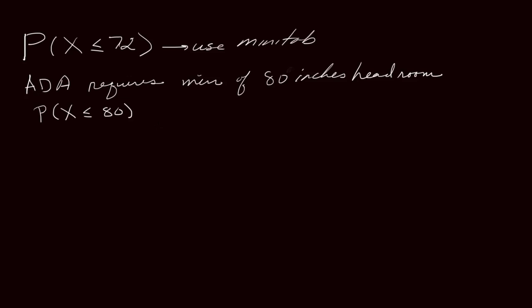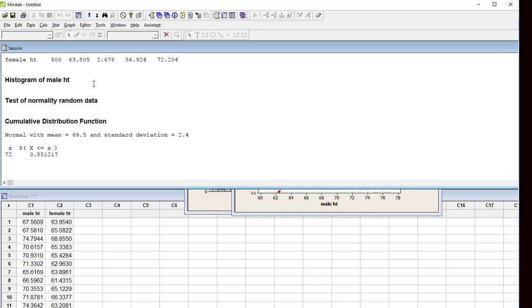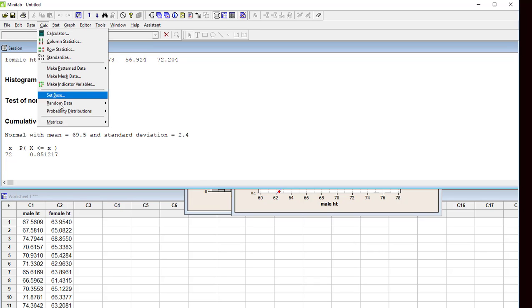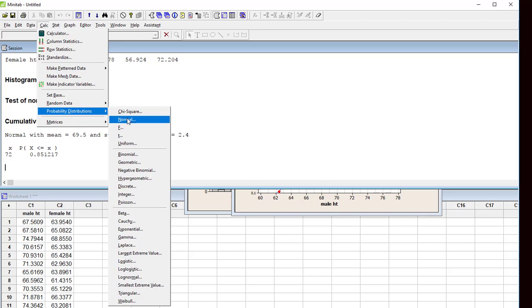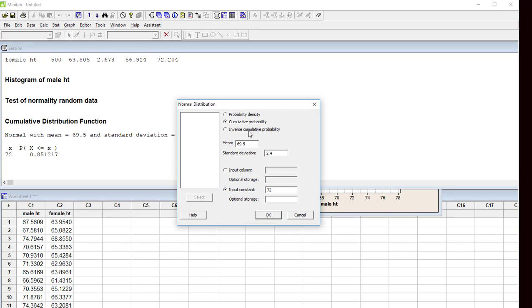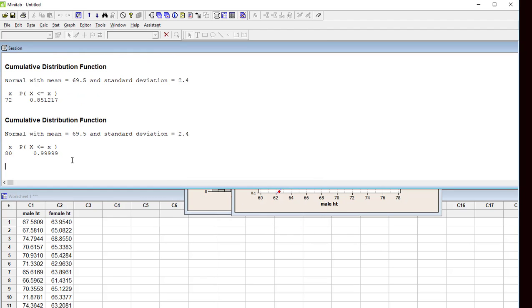And to calculate that, once again, we'll use Minitab. And here we are in Minitab. We'll calculate probability distributions, a normal. The only thing that we'll have to change is our input constant because our mean and standard deviation hasn't changed and we're still looking for a less than or equal to, a cumulative distribution. So changing 72 to 80, I see that 99.99% of the population would be well served by a headroom of 80 inches.